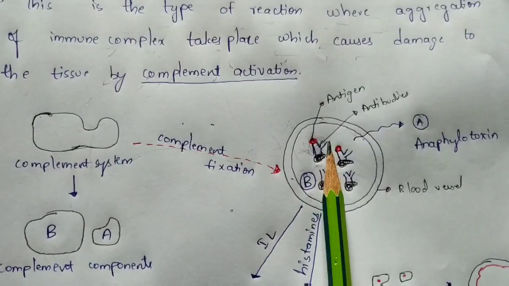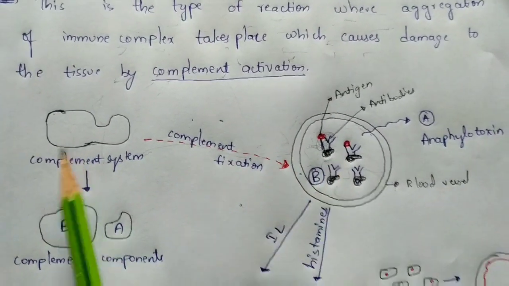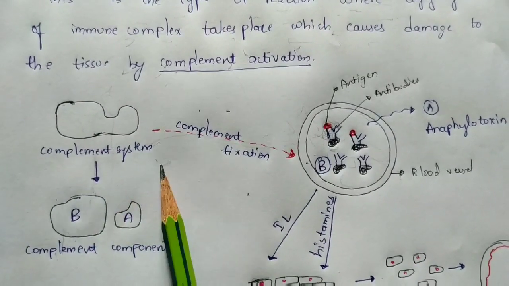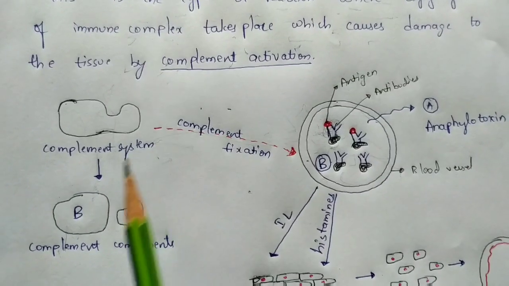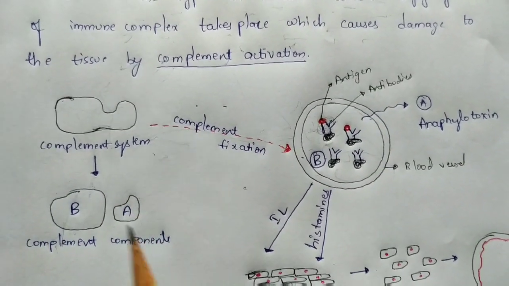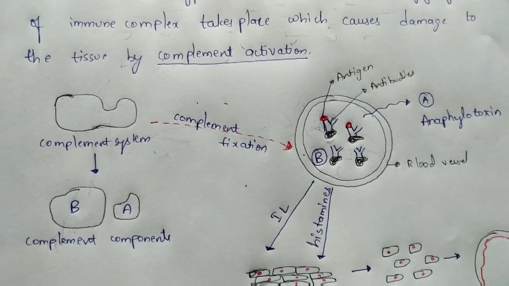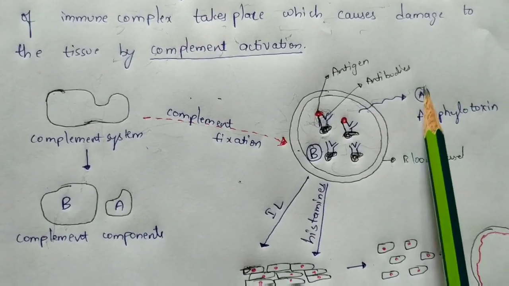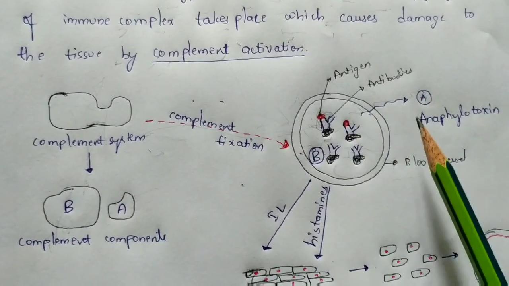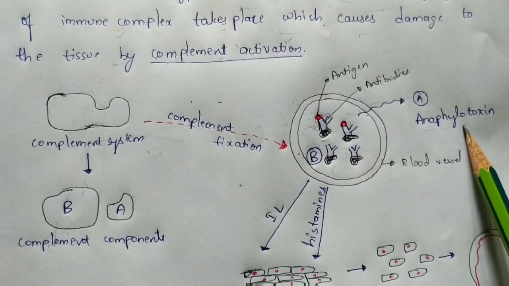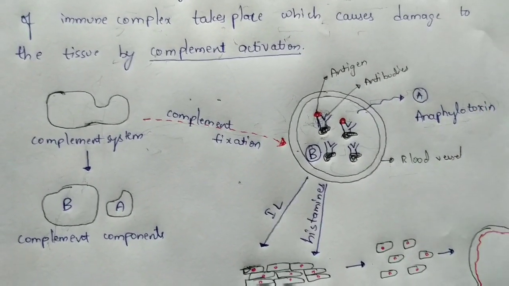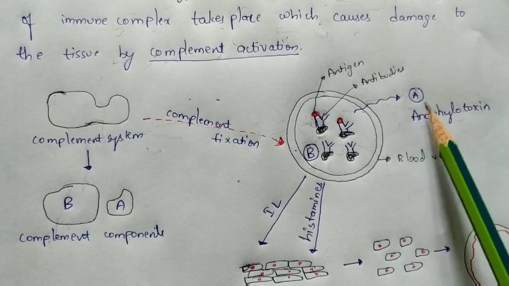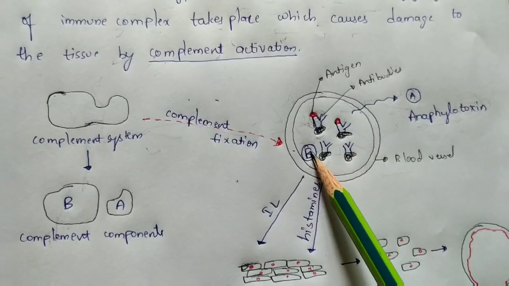What happens when the complement gets attached to the immune complex, I have shown you here. The complement system gets broken down. When this breakdown takes place, complement B and complement A get divided. If you see here, this is complement B and this is complement A. Complement A will pass out from the blood vessel in the form of a toxin, and this is a very harmful reagent. If you keep this fragment A aside, then another fragment B will be present over here, right?